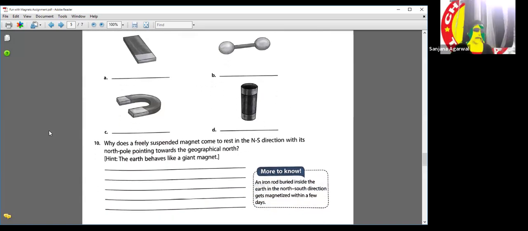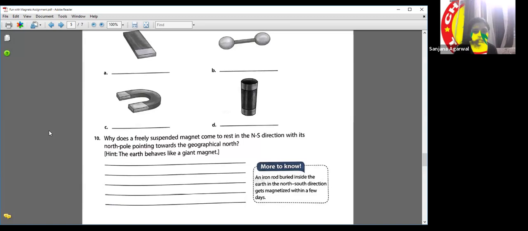Answer the tenth question in the chat. Why does a freely suspended magnet rest in north-south direction? And there was a big confusion, now it is all clear, I guess.